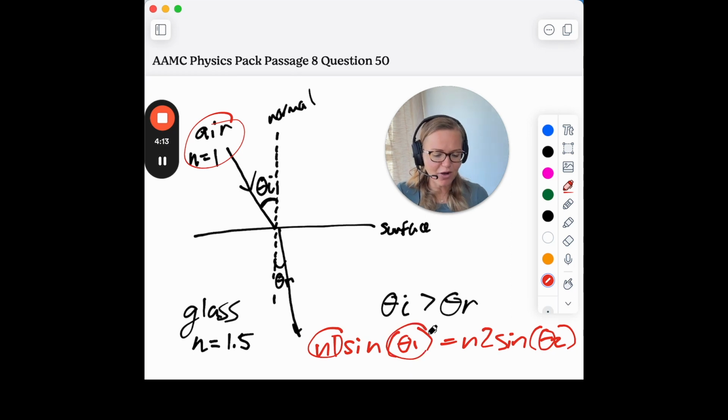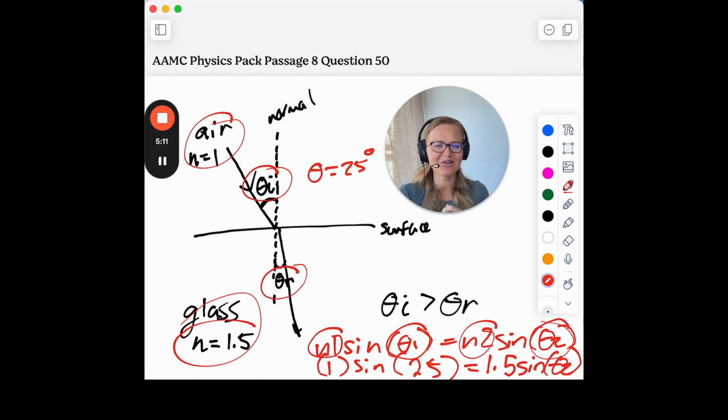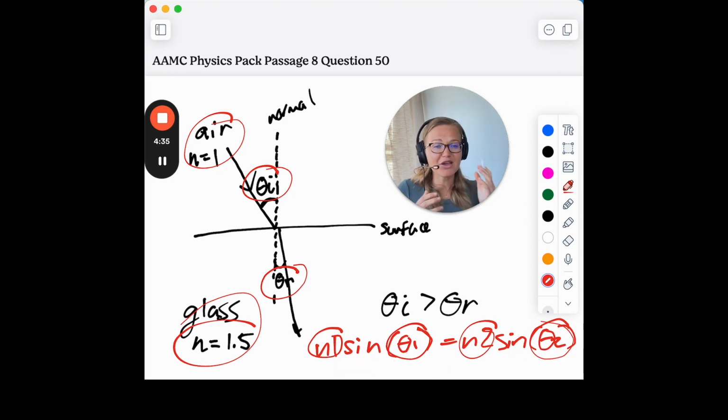And then theta 1 is going to be our angle, our incident angle, so this first angle here. And we're saying that that is equal to the index of refraction of our second medium, which is going to be, again, our glass here, so a higher index of refraction, times the sine of our theta 2, which is going to be our refracted angle here. So the correct answer here is going to be C, because C is just giving you the equation for Snell's law. So this equation is really useful.